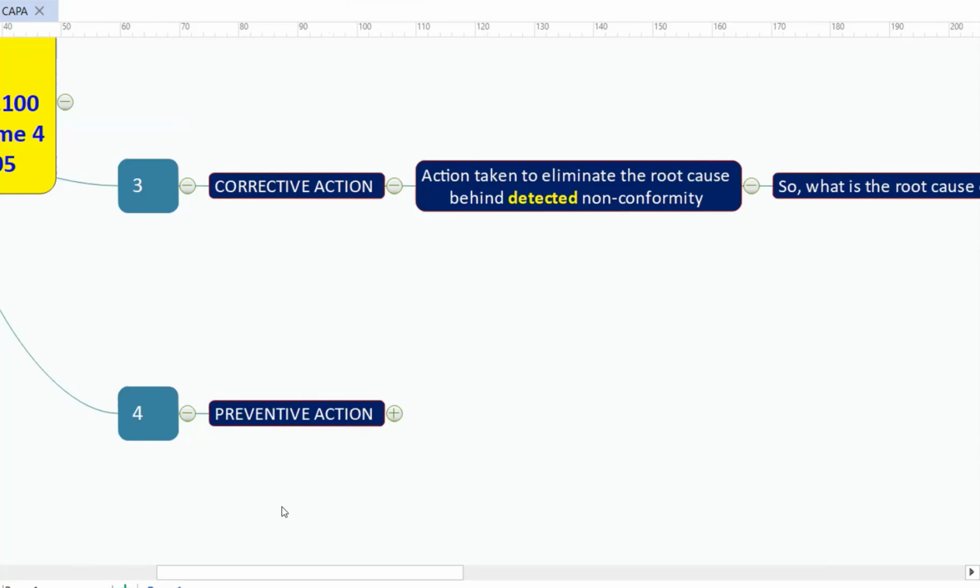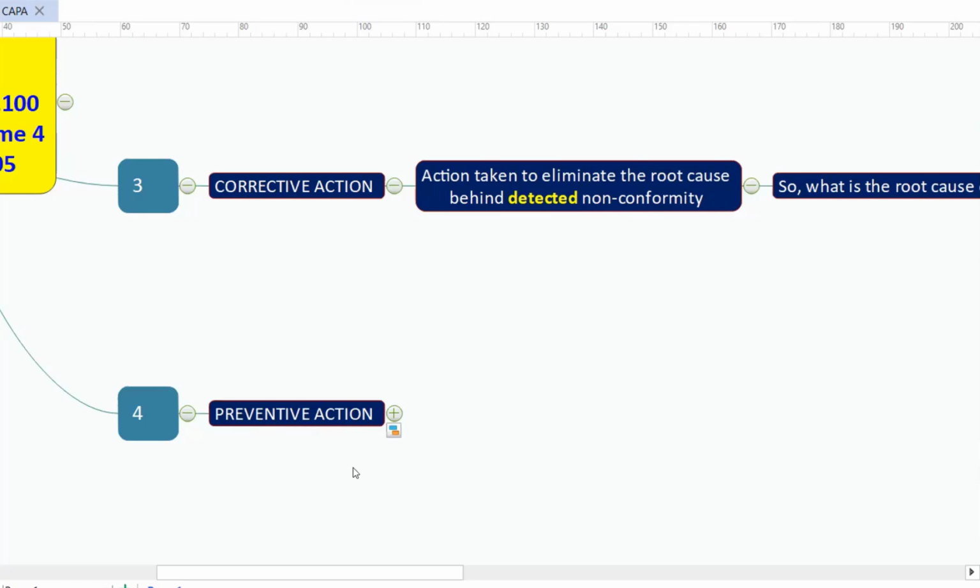Would you like to control those non-conformities? Would you like to eliminate those non-conformities also, so that the fever will never be your challenge? You will never have the fever in your life. So whatever actions you take to eliminate all those potential non-conformities, that action is called the preventive action. You are going to prevent. You are not going to let them happen in your life for any reason.